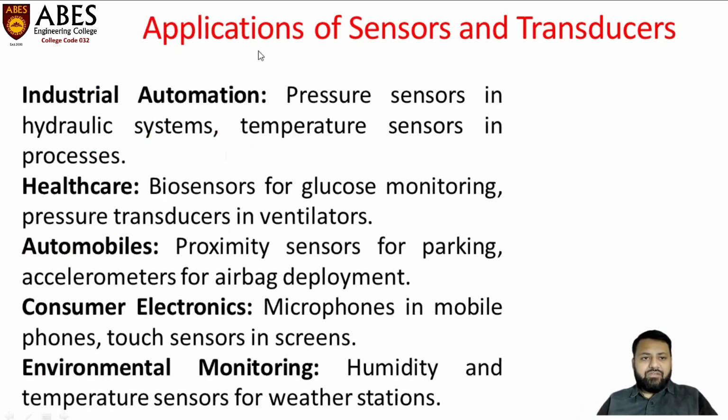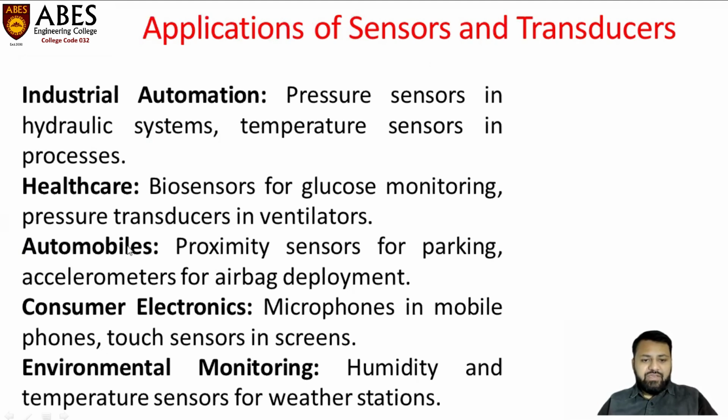In the last, I would like to discuss some applications of the sensors and transducer. So industrial automation is there, in which the pressure sensor in the hydraulic system and the temperature sensor in various processes we are using. This basically comes under the industrial automation applications. Then the healthcare sector is there, in which different kinds of biosensors are used for glucose monitoring, sugar measurement, pressure measurement, and various kinds of sensors are also used on ventilator machines.